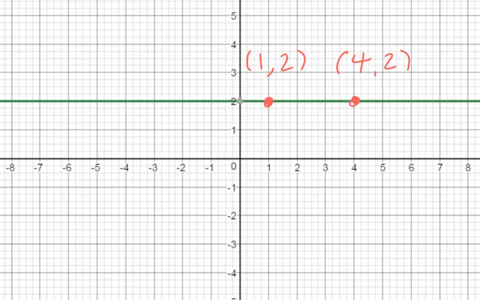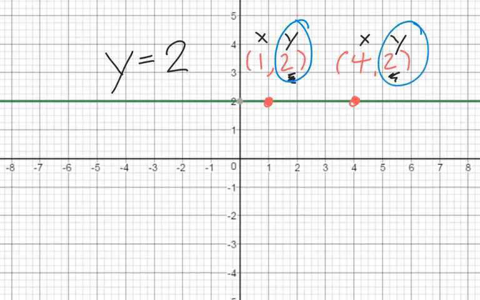If you recall, a coordinate is made up of an x and a y. When you look at these 2 coordinates, you need to ask yourself, what number is the same? The number that is the same is 2, and 2 happens to be the y coordinate. Therefore, y equals 2 is going to be the equation of the line, because as you can see here, the y coordinate always stays the same.